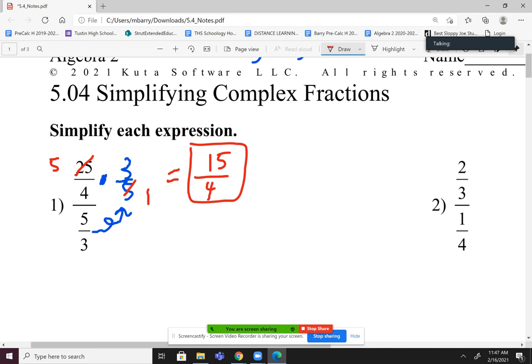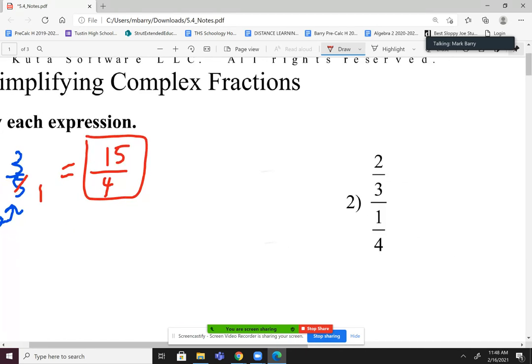Okay? So honestly, this really isn't any different than the division that we did earlier, right? So if I said 25 over 4 divided by 5 over 3, you would have done the same thing, okay? It gets a little trickier on the next page when we have to do that addition or subtraction in the numerator or denominator, but yeah, not that bad. Okay, so let's head over to number 2.